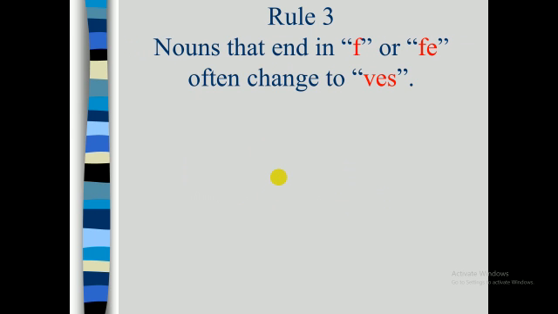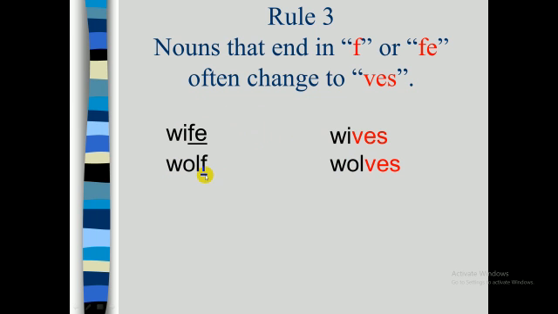Rule number 3: nouns that end in f or fe often change to ves. What do we mean by this? For example, number 1, wife, F-E, plural, wives, V-E-S. Another example, wolf, wolves.